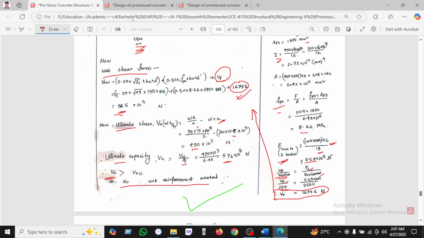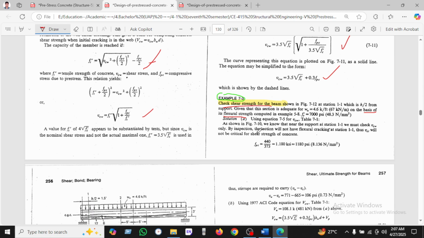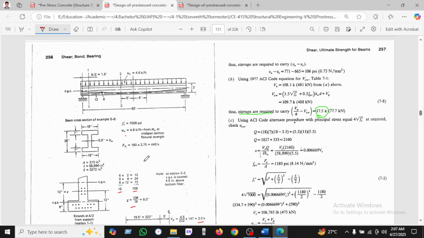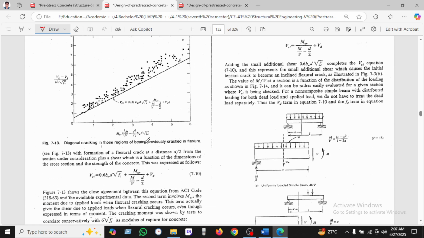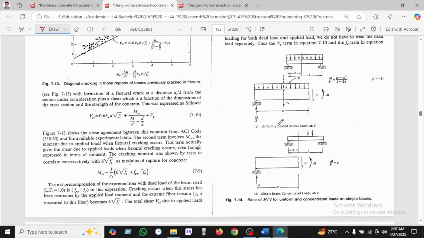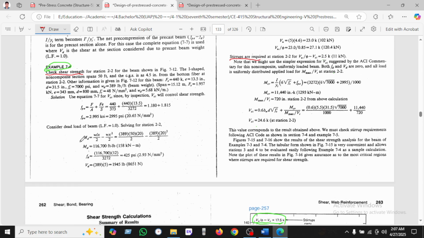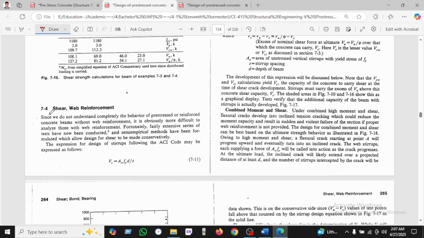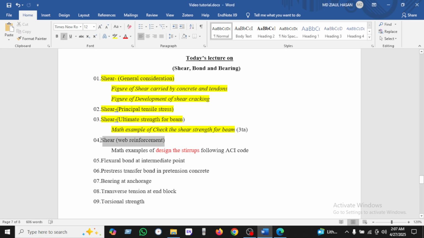You can see another example from this book. In the same way, we can use this information to find the stirrup required. The load is here, and the data is given here. We have seen all the data is given here. The other calculation is given here, and the plot of the shear force and distance along the span is given here. Now we can use the shear web reinforcement. We can go there, shear web reinforcement, and a worked example of the web reinforcement. So let's start the shear web reinforcement.